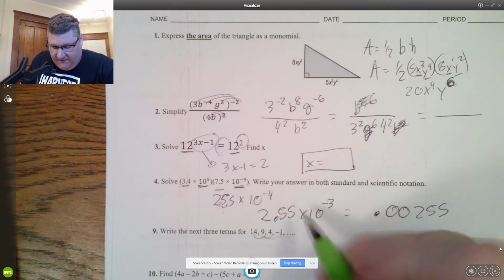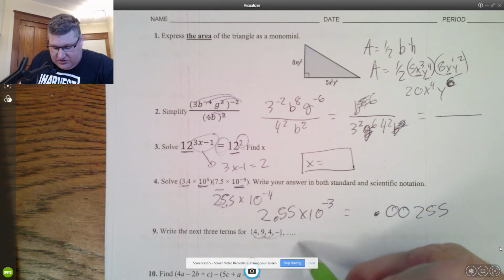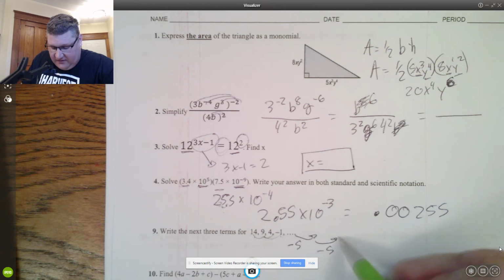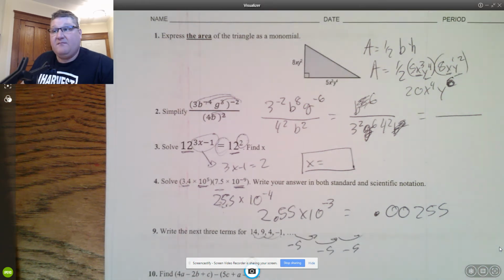All right, the next terms, I have 14, 9, 4, negative 1. I'm going down by 5 every time. So simply subtract 5, get the next number, subtract 5, get the next number, subtract 5, get the next number.